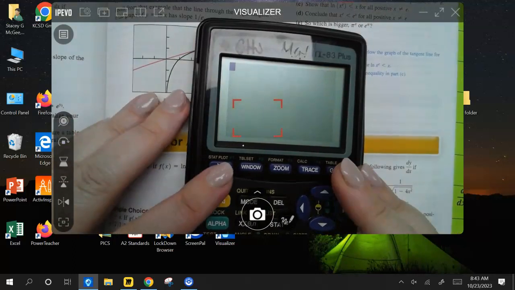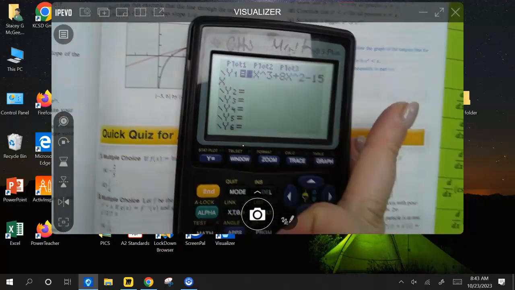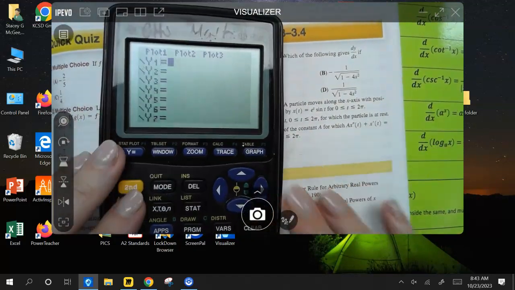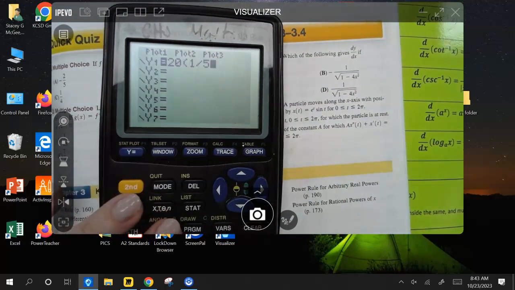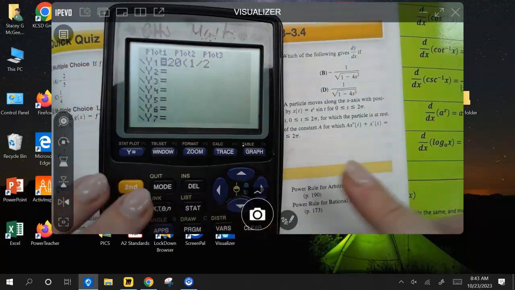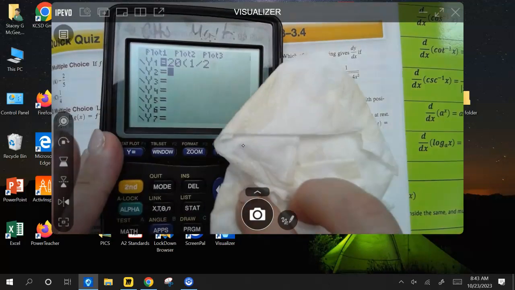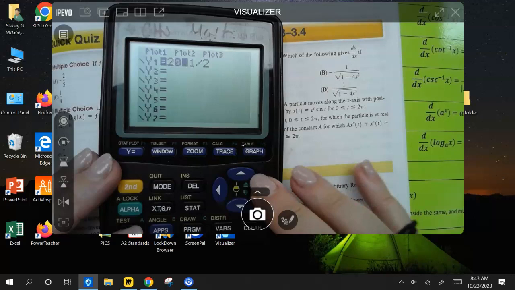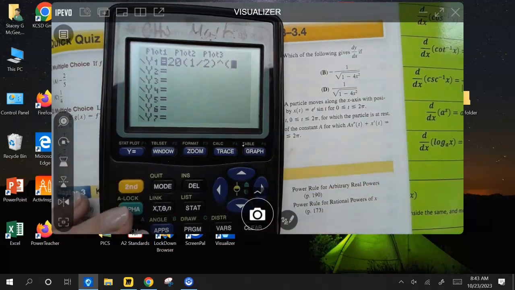All right, so I'm just going to go into y equals, and I'm going to input this function. Be very, very careful about these parentheses and stuff. All right, 1/2 raised to the t over 140.